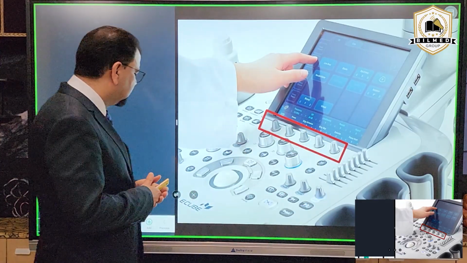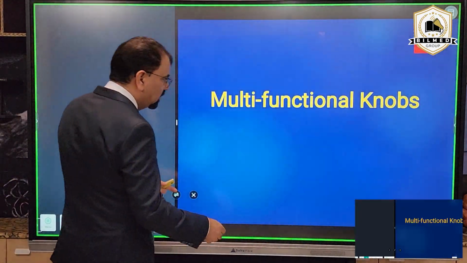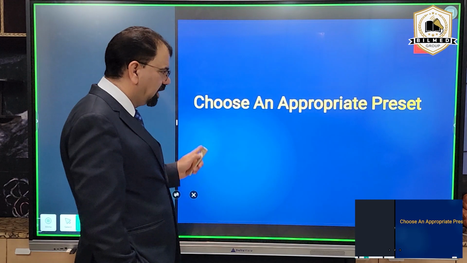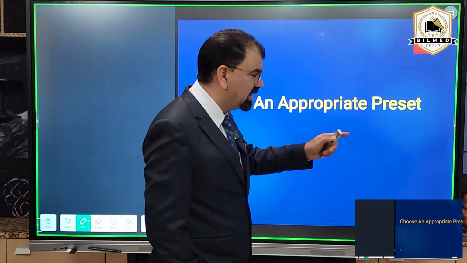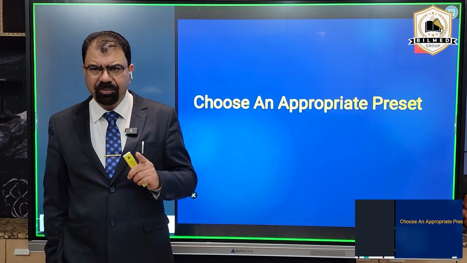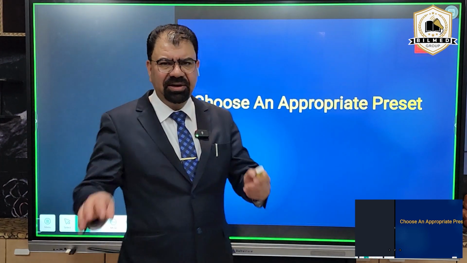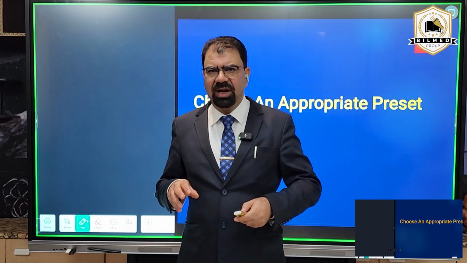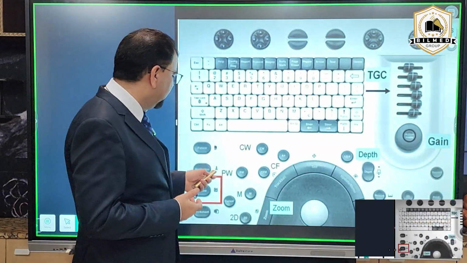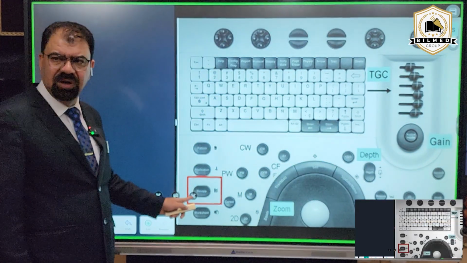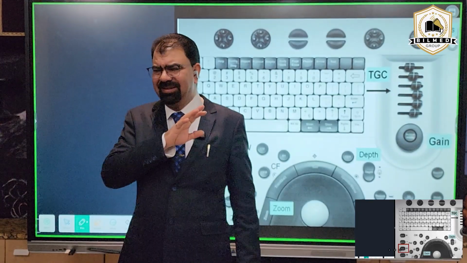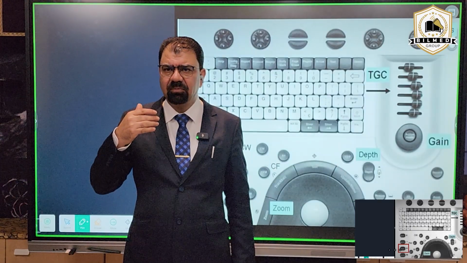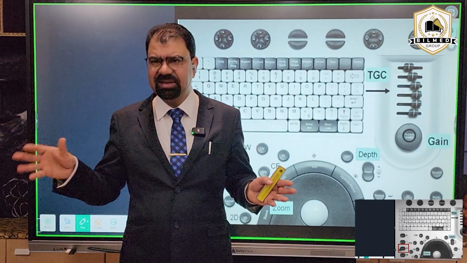Now, these are the multifunctional knobs. Now, you have to choose an appropriate preset. The appropriate preset means that whenever you are entering the details of the patient, you are telling the machine what you want to do. What I mean by that, there is a preset over here. And if you choose the wrong preset, you will never be able to take a CRL, for example.